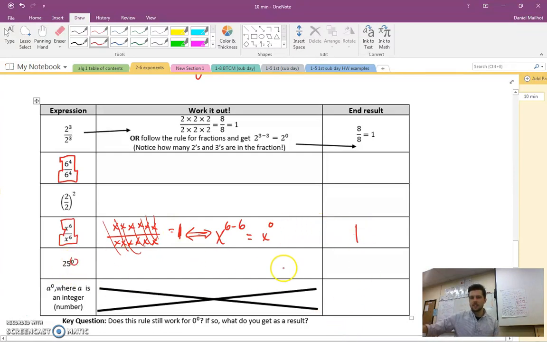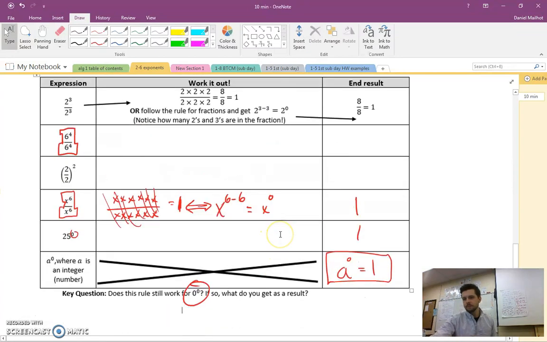And actually, anything to the 0 is 1. This little section here gives you the reasoning behind it. I don't want to just tell you to memorize something without giving you a chance to understand why it works. This explains, and hopefully if you thought through it and were listening, why it works. But we're going to want to remember this. Anything to the 0 is 1. But what about 0 to the 0? Down here? Save that for later. We're going to come back to that. That's a tricky one. But anything to the 0 is 1.